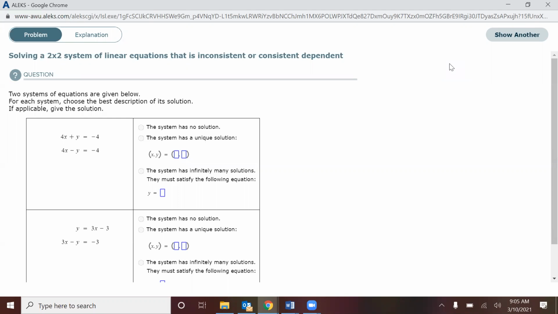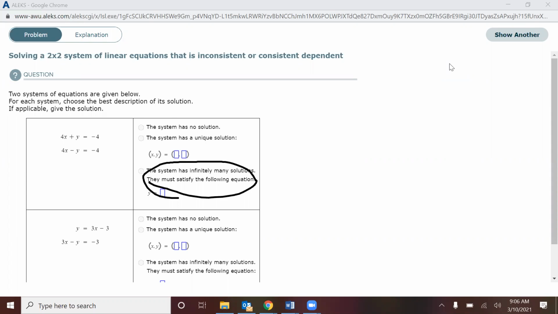So we need to determine if there's no solution at all, in other words, if the lines don't intersect, or if they intersect in exactly one place, like normal, or if they are parallel and just never do intersect. Oh, wait a minute, sorry. First one was parallel because they don't intersect.